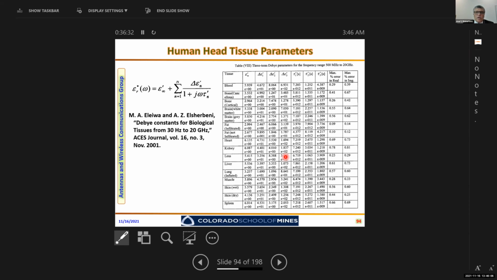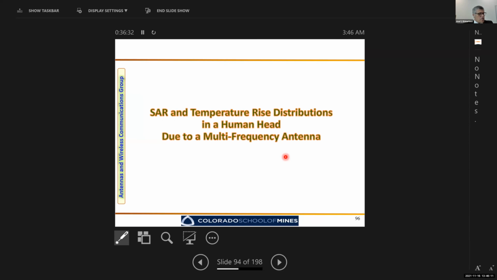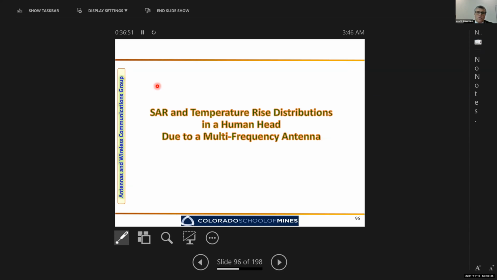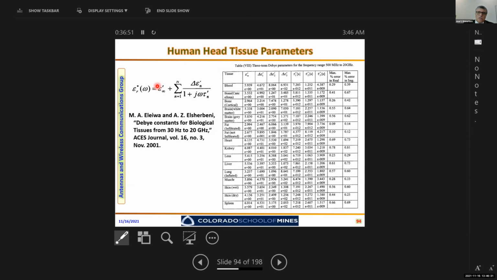So one of the applications is that we can represent the human head into the finite difference time domain computational domain, by taking MRI images and discretize it and represent it in the computational domain. In the MRI image, we use all these tissues, and we use those parameters out of this table to represent them in the finite difference time domain. And basically, those are the parameters for the tissues that we use.